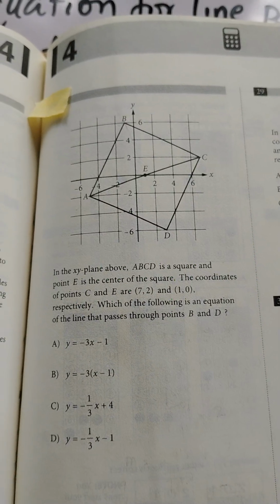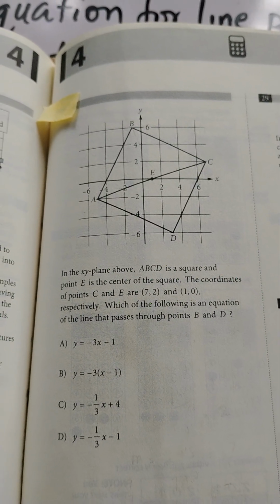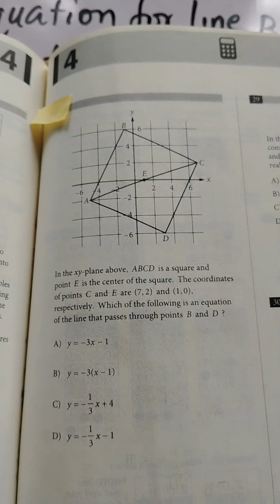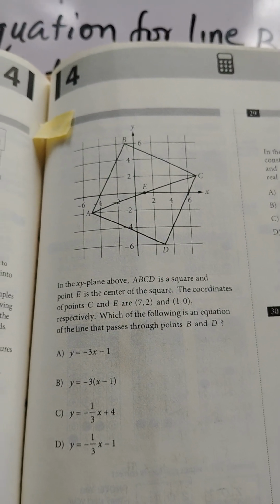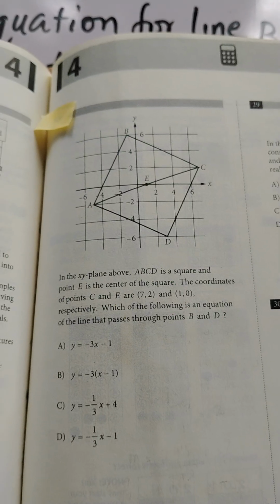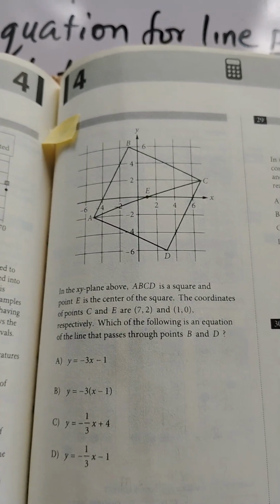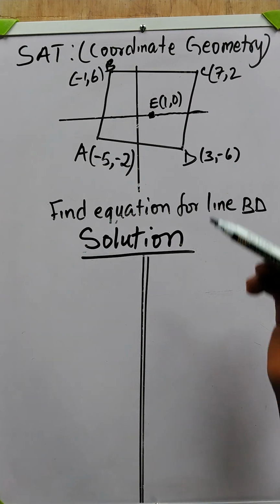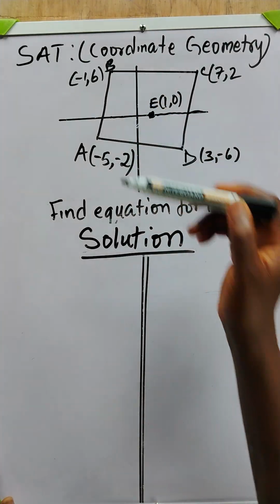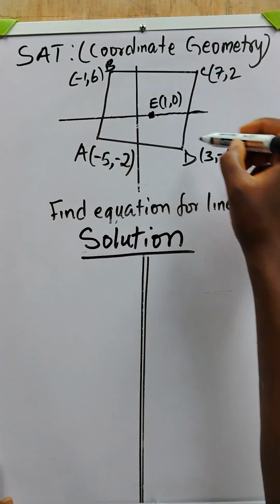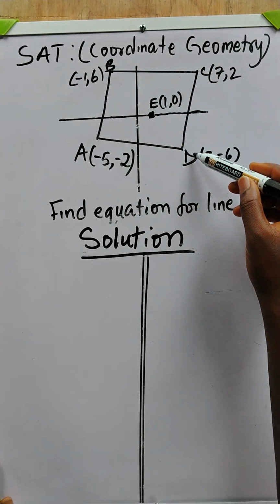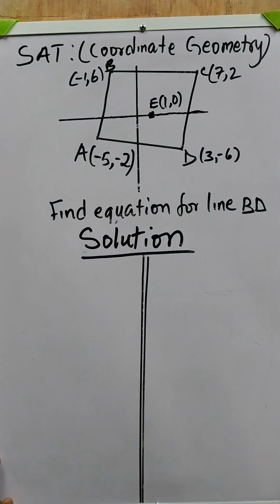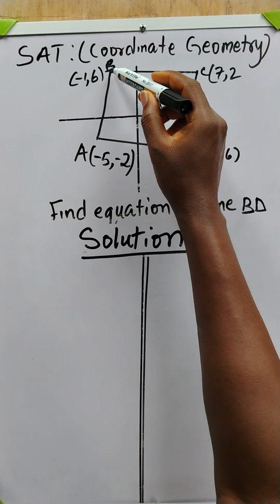Notice that point B is (-1, 6), and point D, though not given, is (3, -6). So let's get into the solution. From the question, we've been able to deduce the coordinates of point D and point E. So I'm just going to use those two coordinates instead of saying that this line is perpendicular to this line, because that will take more time. The fastest way is to use these two points.